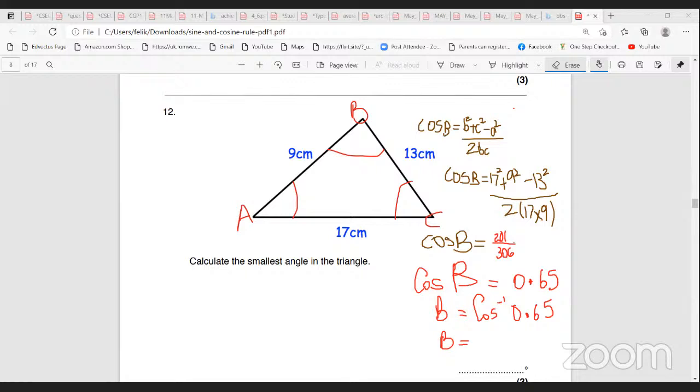What should I tell you? Oh no, man, so she doesn't want to tell you. She said they were talking with you and don't hear what she was saying. She said Google cos inverse 0.65.